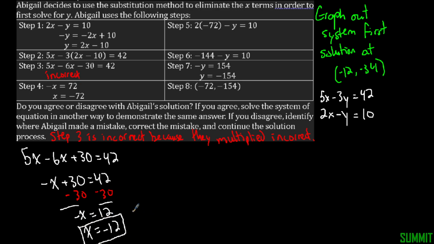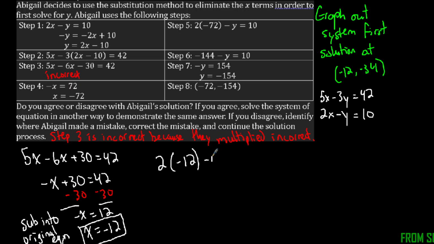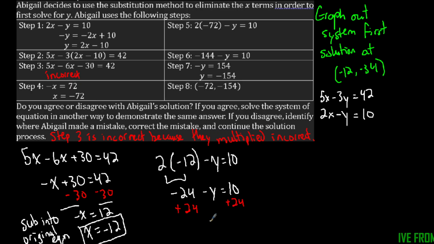Now, similar to what we did in part C of our problem, we can sub this value into our original equation. I'm going to sub it into this equation right here. Instead of 2 times x, I'm going to have 2 times negative 12, minus y equals 10. I'm now trying to figure out what our y value is. So this is negative 24 minus y equals 10. Let's use inverse operations and add 24 to both sides. I have negative y equals 34. Flip the signs around, y equals negative 34.